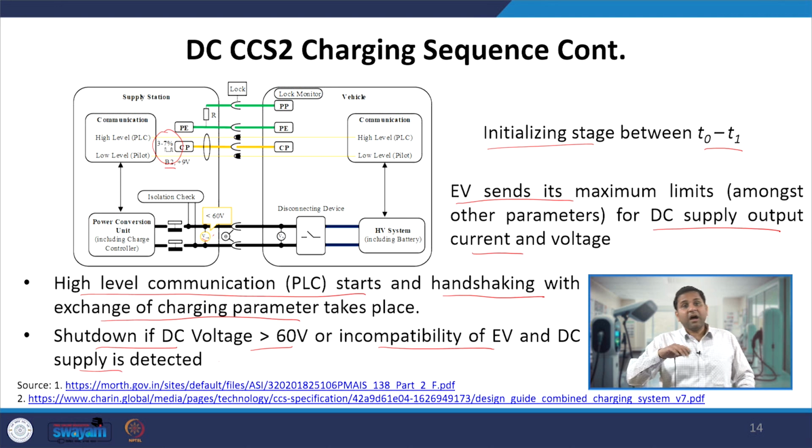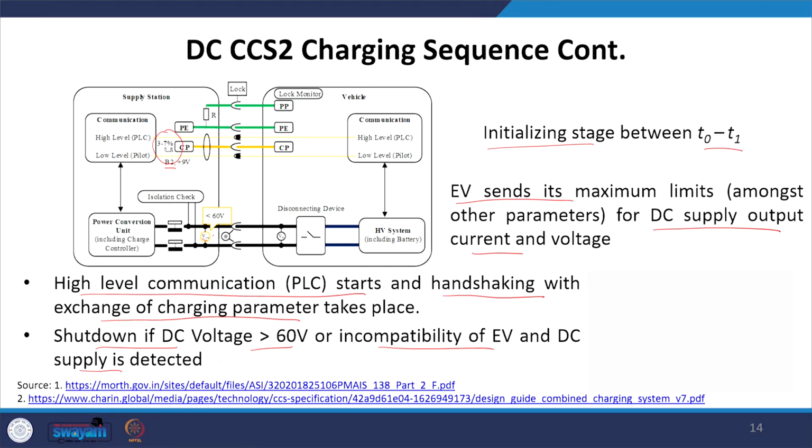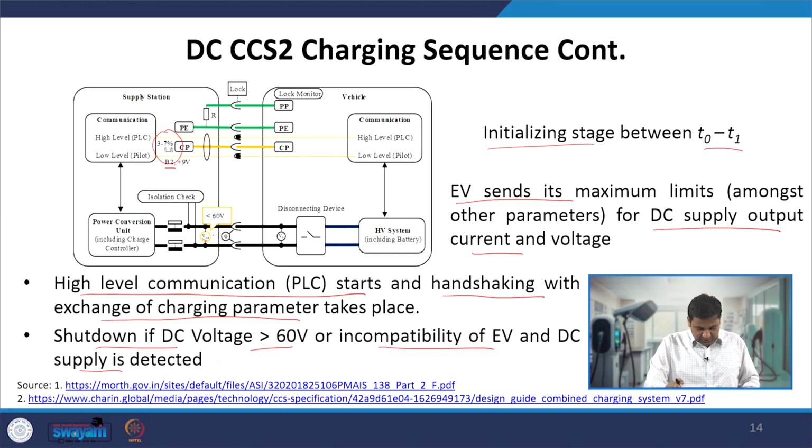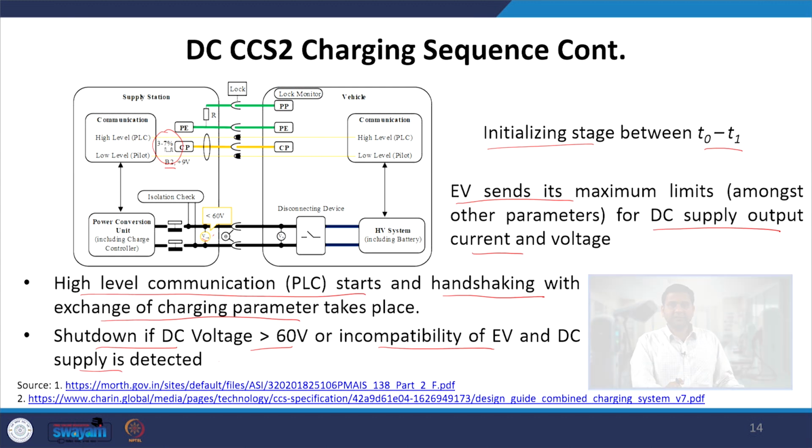That happens after the high level communication is stabilized between the PLCs of the EV and EVSE, which happens once the PLC modems of the EV and EVSE get logically connected. That logical connection happens using the SLAC operation, and we will discuss in subsequent lectures what a SLAC operation is. So here the high level communication PLC starts, and some charging parameters are exchanged between the EV and EVSE.